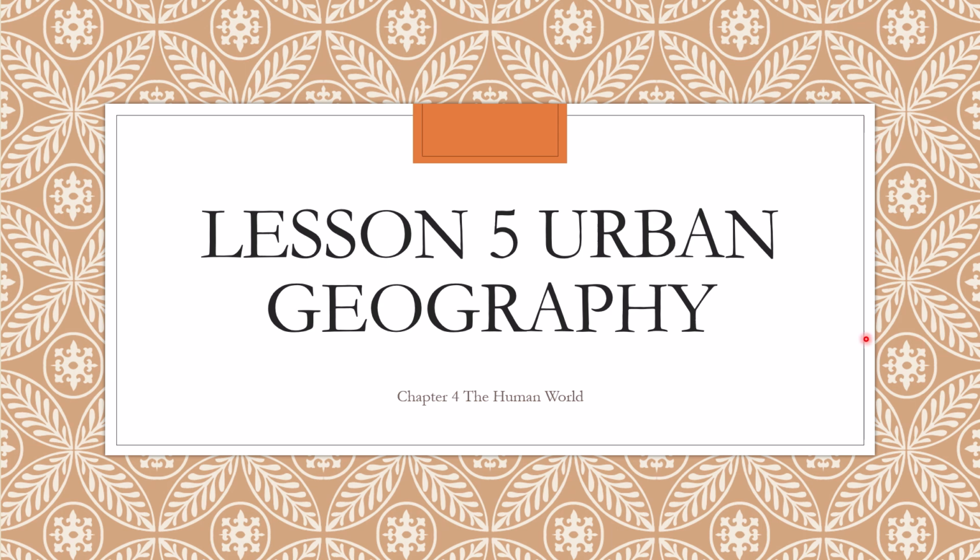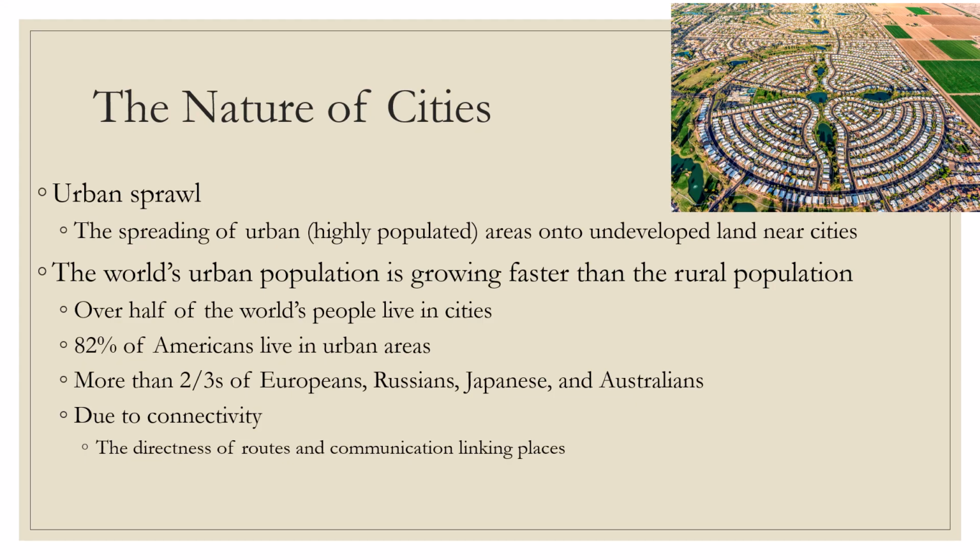Okay, and then quickly, the last thing we'll talk about is urban geography. Surprisingly, there is a plan to cities. So, we have something called urban sprawl. This is where you have a city and people are slowly moving out of the city and creating suburbs. So, we know that people are moving into cities. They're leaving rural areas, moving into cities.